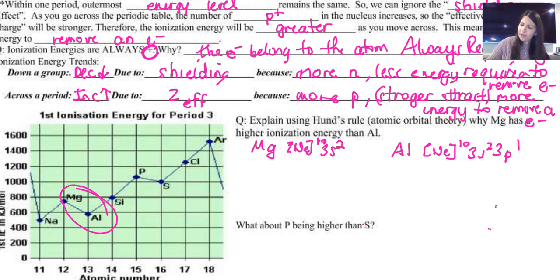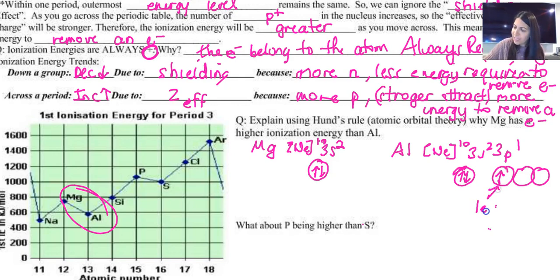Okay, so if I draw magnesium's, it's a 1 up and a 1 down. If I draw aluminum's, it's going to be, yes, a 1 up and a 1 down, but then my P has 3 orbitals in that subshell or sublevel, and then I have 1 electron in there. And what they're saying is it actually requires less energy to remove this 1 electron than it does to remove this one. And so the question is, why?